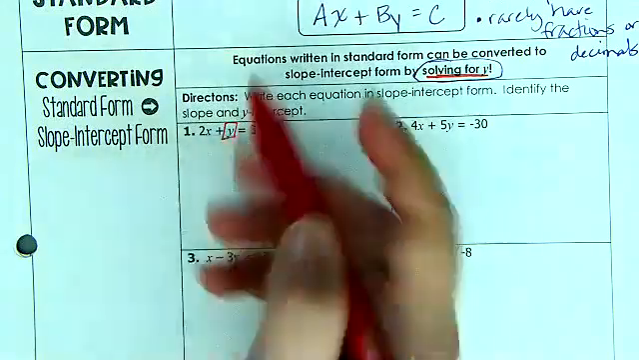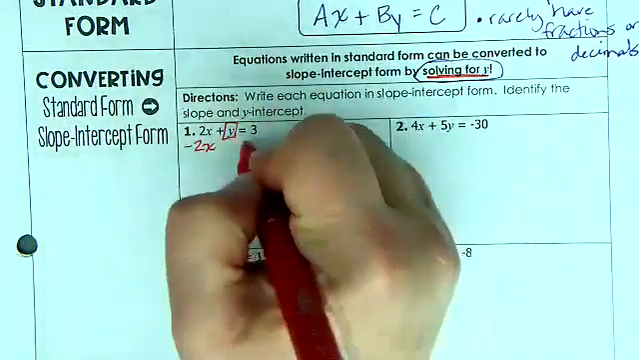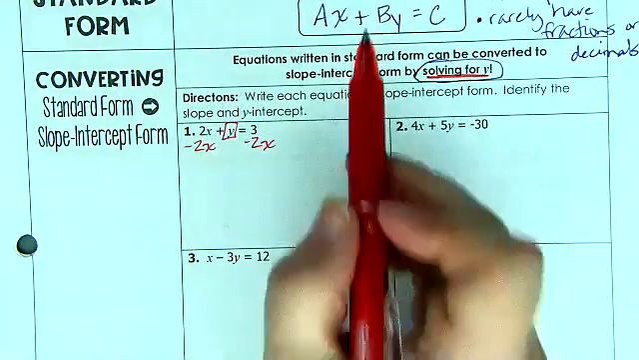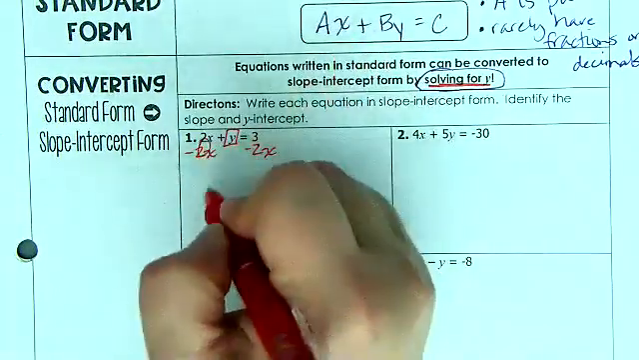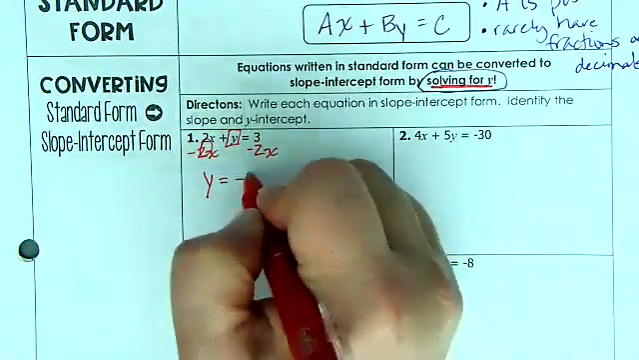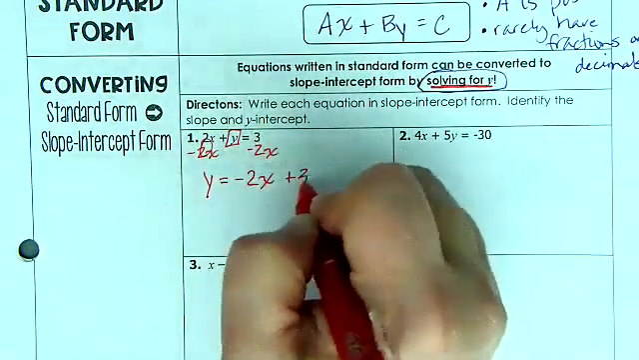How are they connected? By addition. So I'm going to subtract 2x from both sides. You want to put the x variable first when you rewrite this. This zeroes out, and I now have y equals negative 2x plus 3.